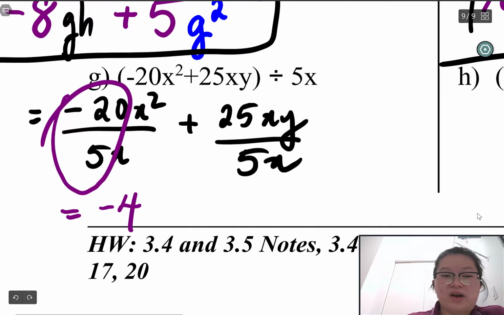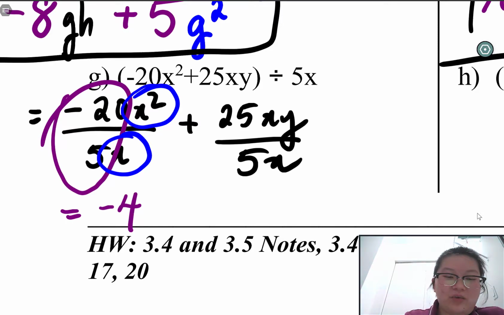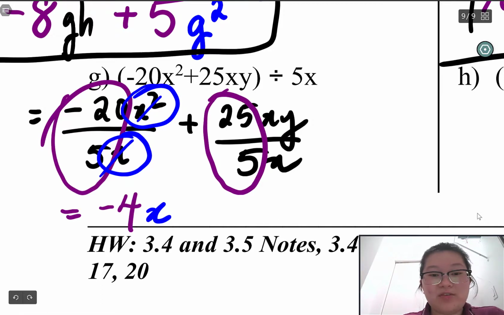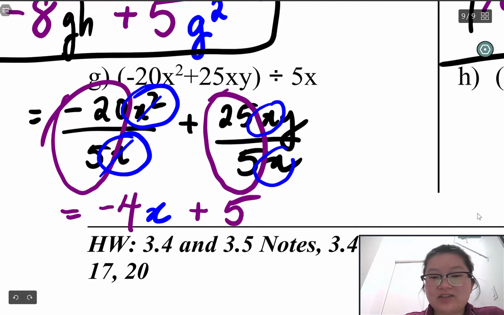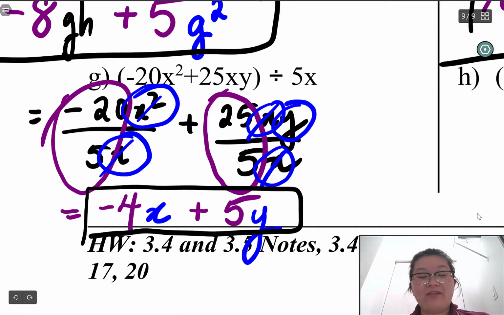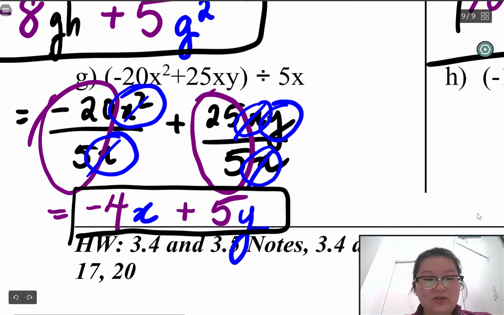My x's, my variables, deal with one another. Hey, I have an x squared and an x on the bottom. So one of them cancels out. 2 minus 1 gives me 1 on the top. So that's negative 4x on the top. As for my second term, I have 25 divided by 5. This is just going to give me plus 5. And for my variables, I have an x and an x which will go away, and I am just left with a y. So here's my answer, negative 4x plus 5y. Okay, so there you go.